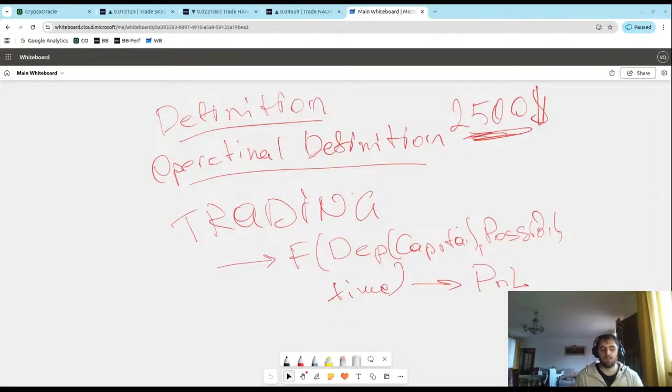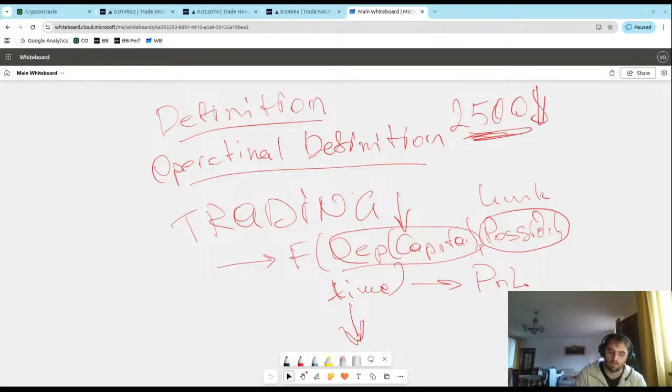Now, what kind of parameters we have to apply here is we have to supply as little capital as possible, as little as possible in terms of capital or deposit, like less amount of money, possibilities that are unknown, and as little time as possible, and the outcome is supposed to be profit as high as possible. So that's our definition of trading.